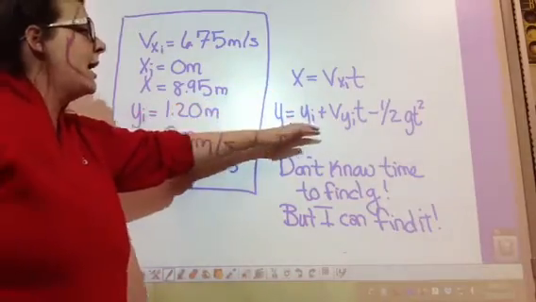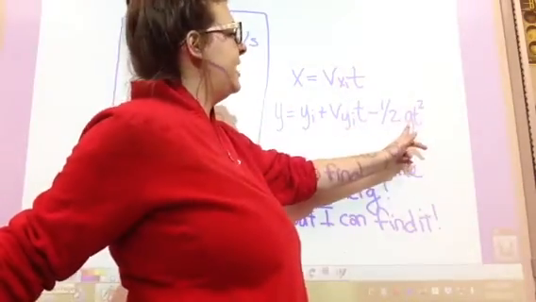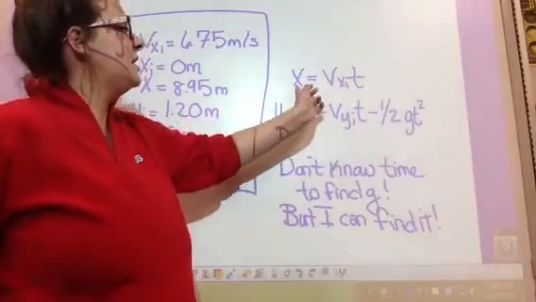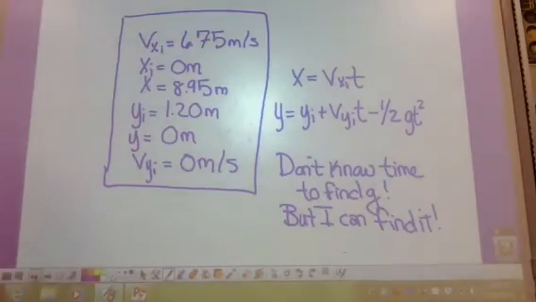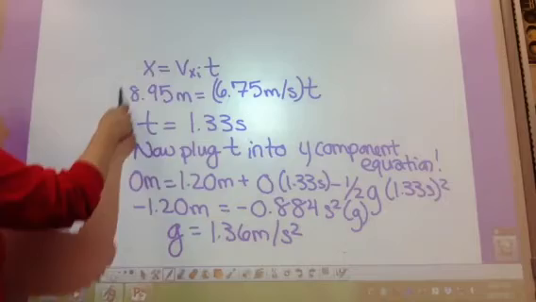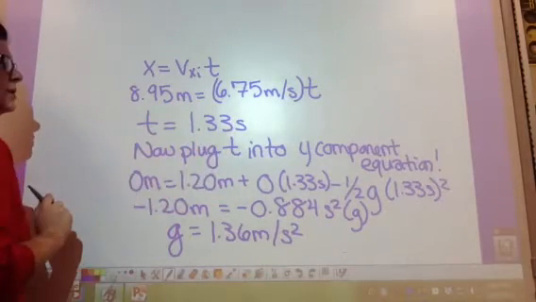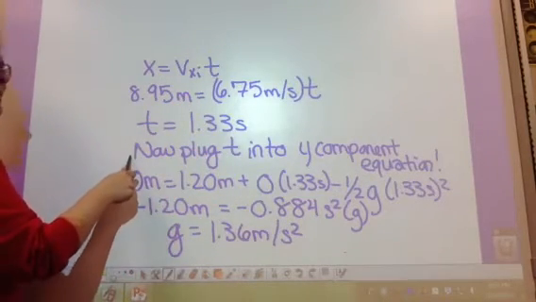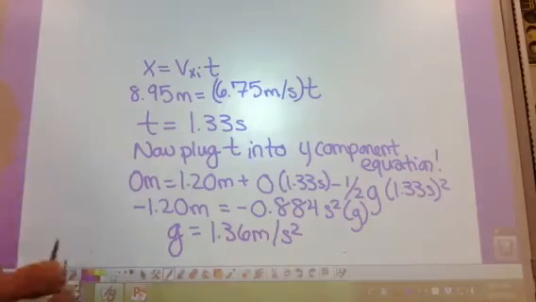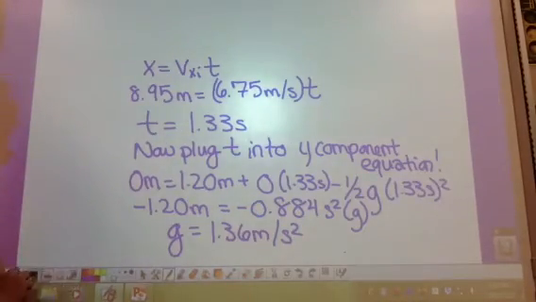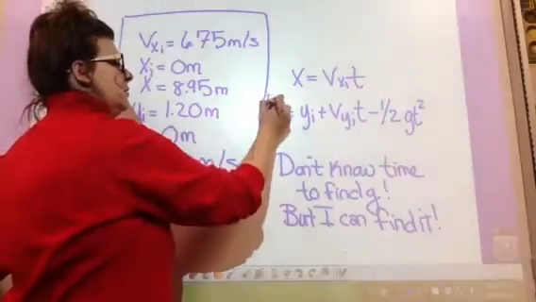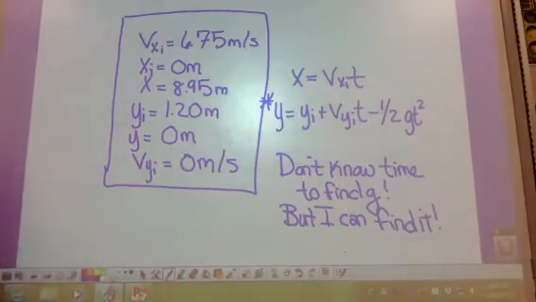I didn't know time in y because my goal was to find g, but I found time using my x equation. So again, I found time using that x equation, and then I could plug in my time to find g, that acceleration due to gravity, by using this equation here.